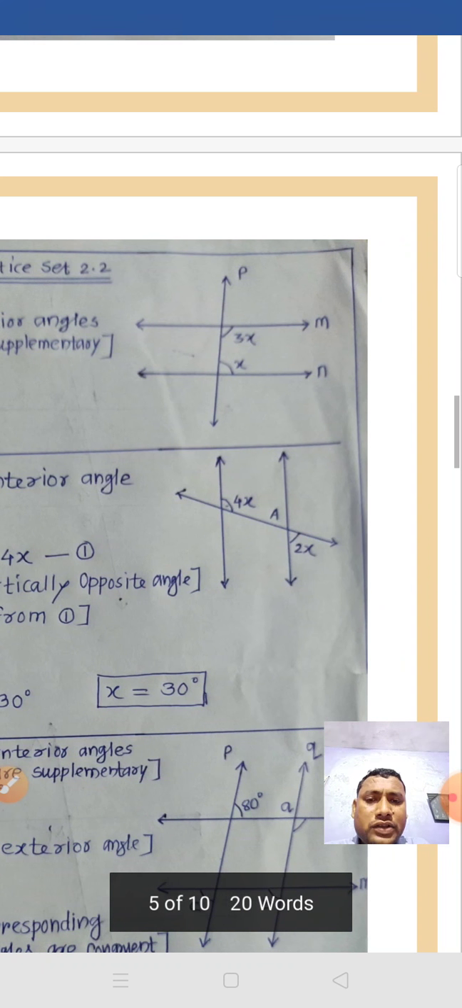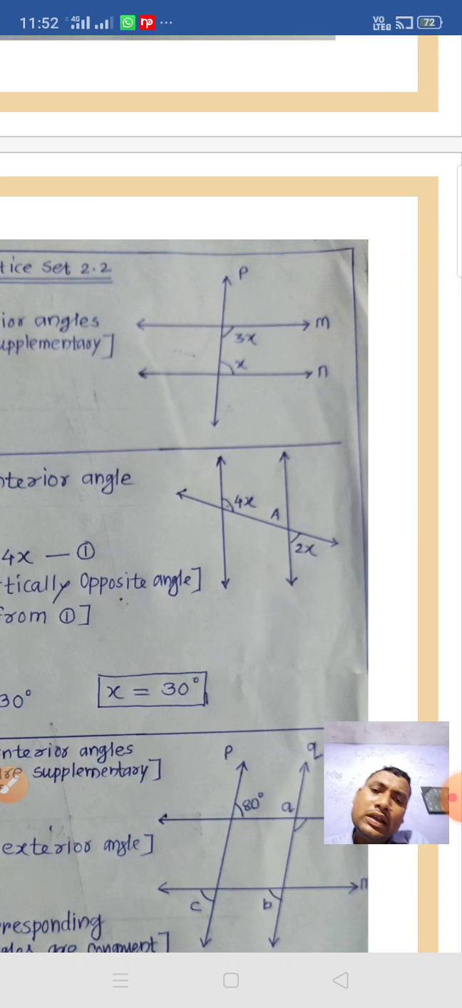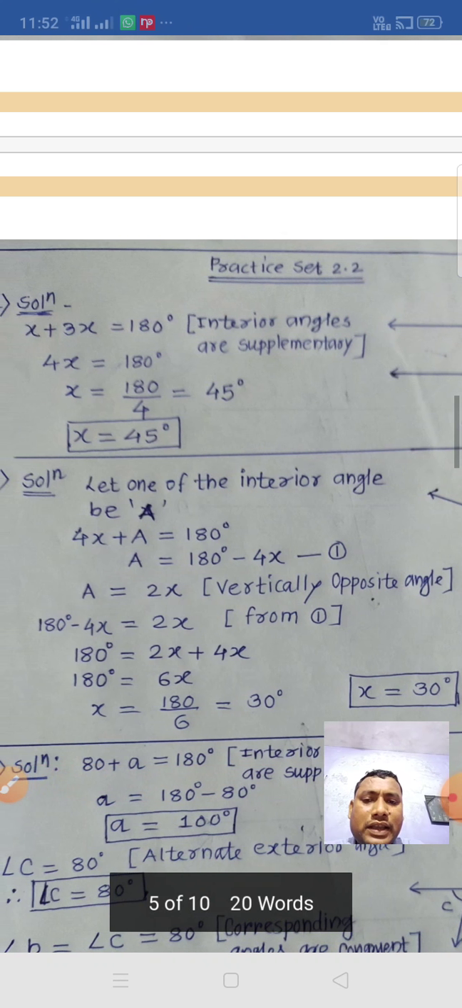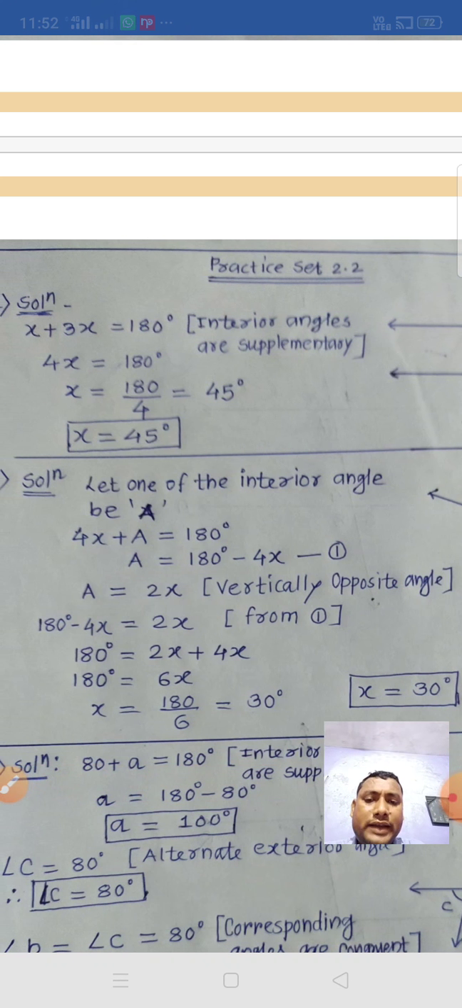Now see the figure. We know that here they form vertically opposite angles. When two lines intersect, they form vertically opposite angles. And we know, students, that vertically opposite angles are always congruent. So by this we can say that A equal to 2x, and we have to mention the reason: vertically opposite angles. Now put the value of A from equation number 1. We get 180 minus 4x equal to 2x.